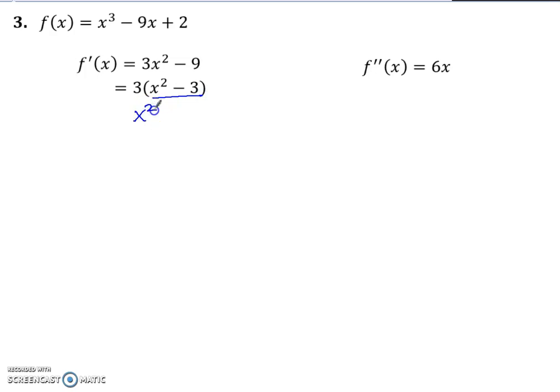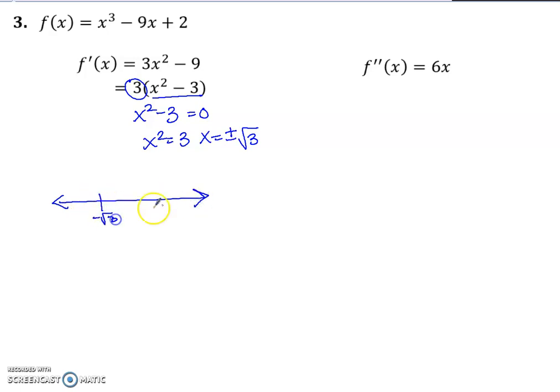I will set this equal to 0 and solve. So we end up getting critical values at plus or minus square root of 3. This 3 here doesn't do anything because it doesn't have an x. So let's make our number line and start testing these intervals to see where the graph is increasing or decreasing.